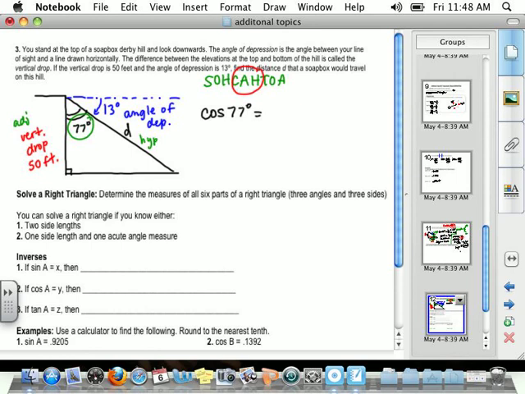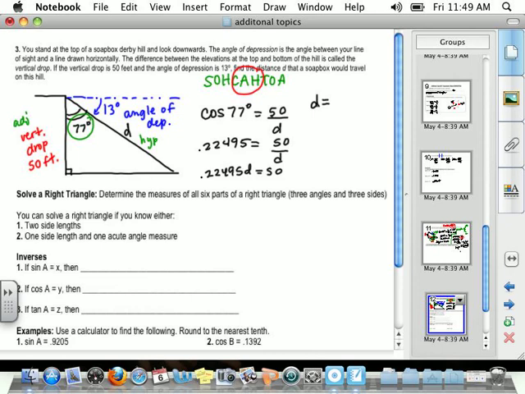So cosine. So we have cosine of our angle, 77 degrees, equals adjacent, 50, over hypotenuse, D. Okay, and we're going to solve it out. So cosine of 77, we get 0.22495 equals 50 over D. Now remember, we're not just dividing the 50 over. You need to think about cross multiplying. You need to multiply your D to the left side. So I get 0.22495D equals 50.